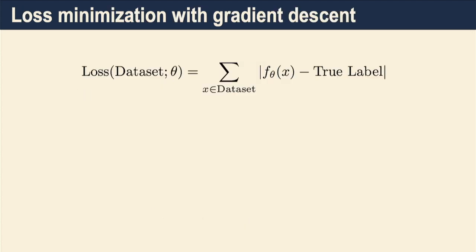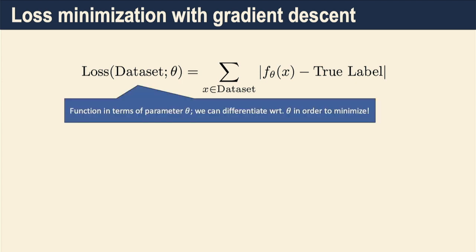Right? And in this case, we can write down a little formula for our loss. The loss of the data set, and then the parameter theta is floating around in there. That's just the sum total of how many predicted labels were different from true labels. Right? So it's a function in terms of theta. And the idea is that we want to differentiate this with respect to theta. We're going to turn this into an optimization problem. Right? This is a standard machine learning pipeline.